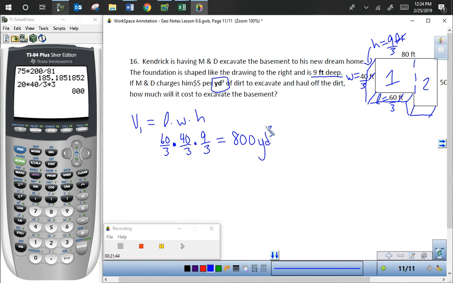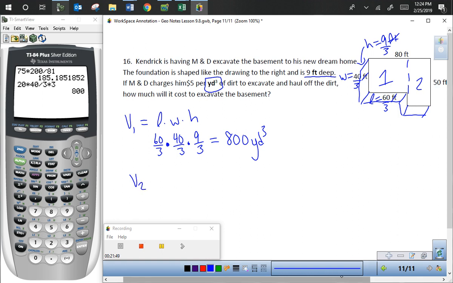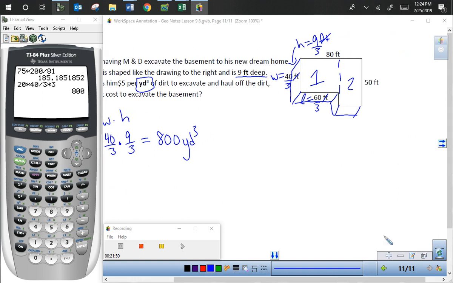Okay, that's volume 1. Now we're going to take care of volume 2, this second piece over here. So we need the length, the width, and the height of this piece. Okay, so over here I have the long side, but I'm missing the width here going across. So what we need to do is decide this based on what we're given. We know this whole length here is 80, but the shorter distance is 60, so there's 20 left. So our width is 20 feet here.